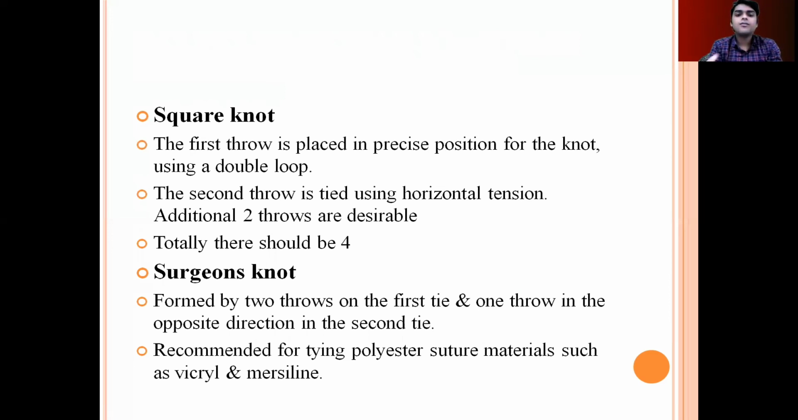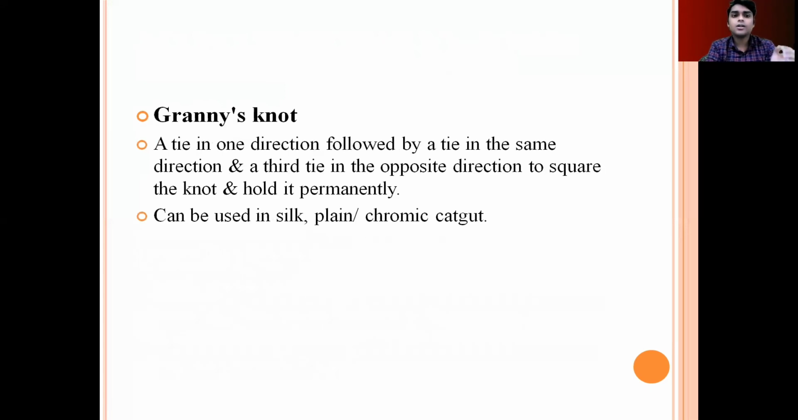It is recommended for tying polyester suture materials such as Vicryl and Mersilene. In granny's knot, a tie is given in one direction, followed by a tie in the same direction, and a third tie in the opposite direction to square the knot and hold it permanently. Here we follow the AAB pattern. It is used in silk, plain or chromic catgut.